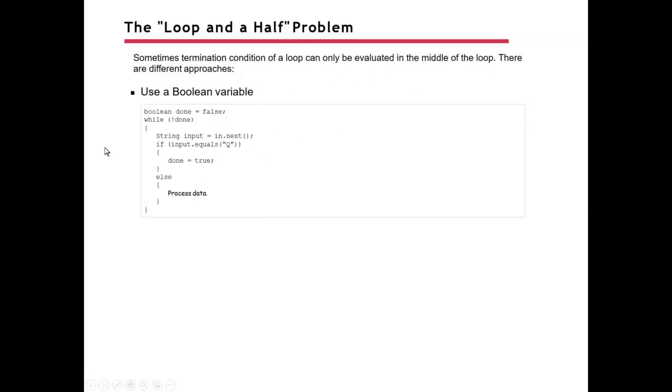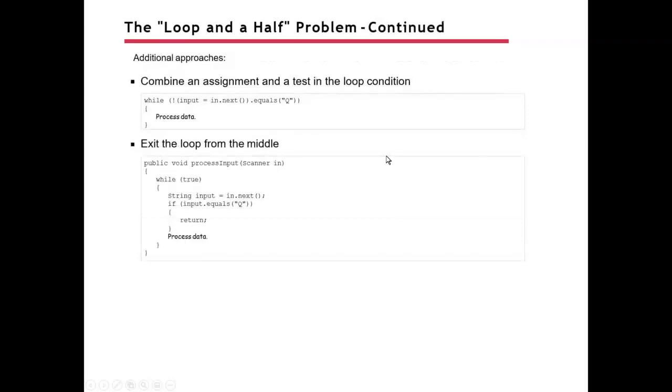Sometimes there are conditions that can only be evaluated in the middle of the loop. So you can use a Boolean variable to get you out of that, or you can use a break statement that'll get you out of there. So you say while true, blah, blah, blah, if input equals Q, break.